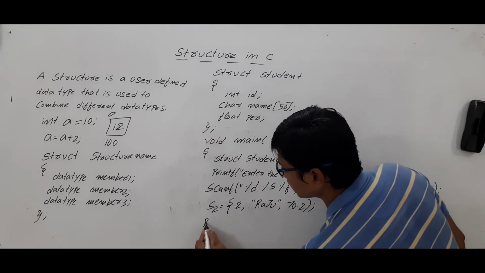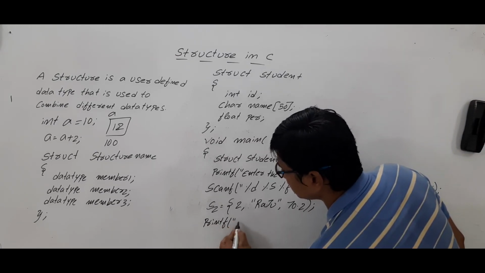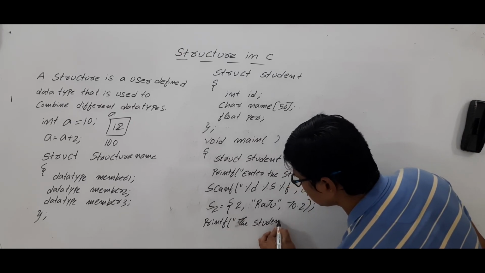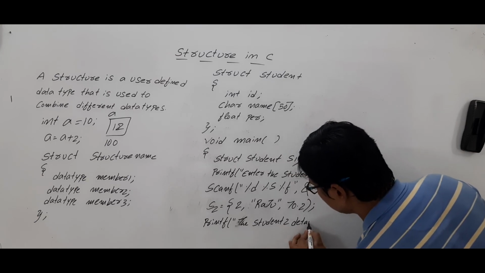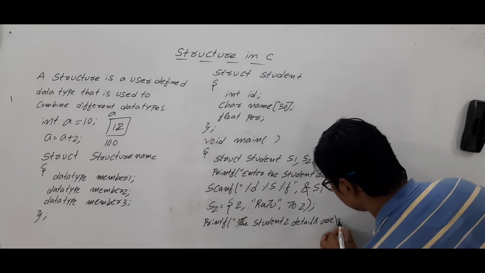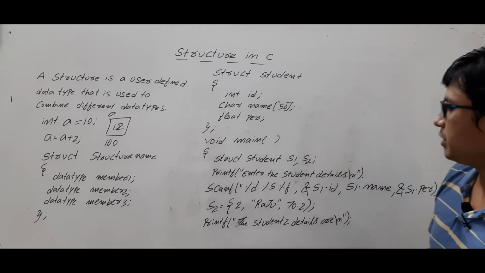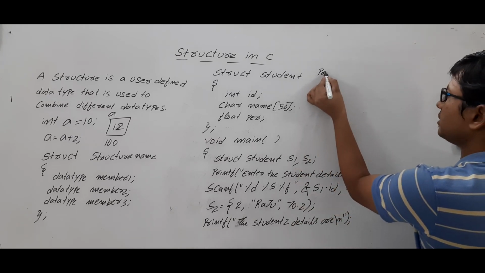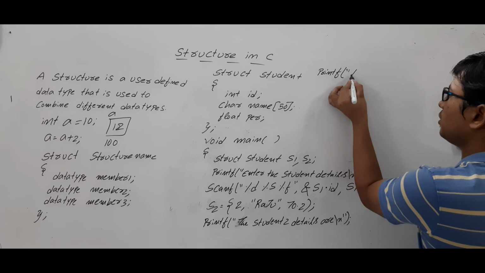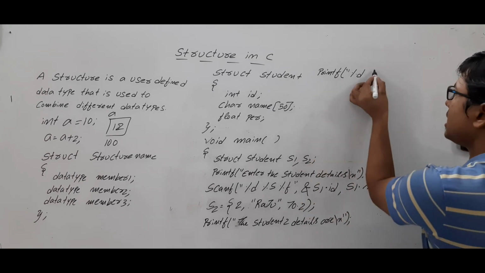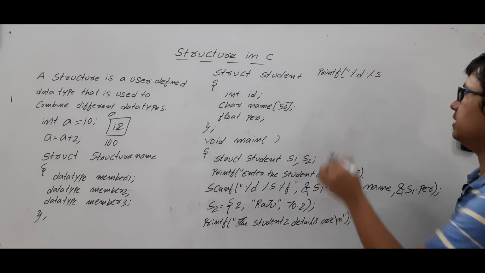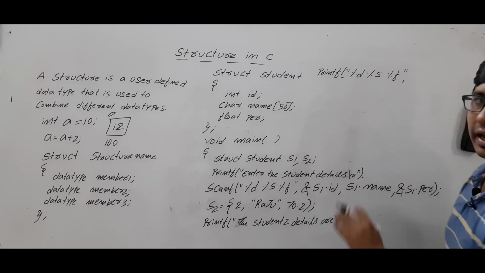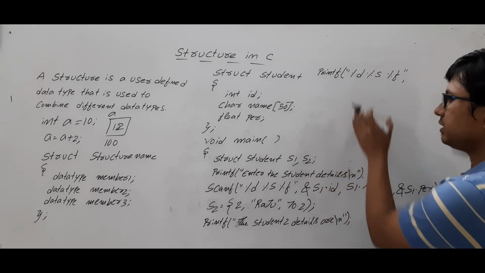Now if I want to print the values of student 2, how can you do it? You can use printf, the student 2 details are, \n. Now if you want to print his id, name and percentage, you can write printf. As the id is an integer, you have to use the format specifier %d. As the name is a string, you can use %s. As the percentage is a float, you use %f. In a single line I have to write, but to make you understand I am writing here.